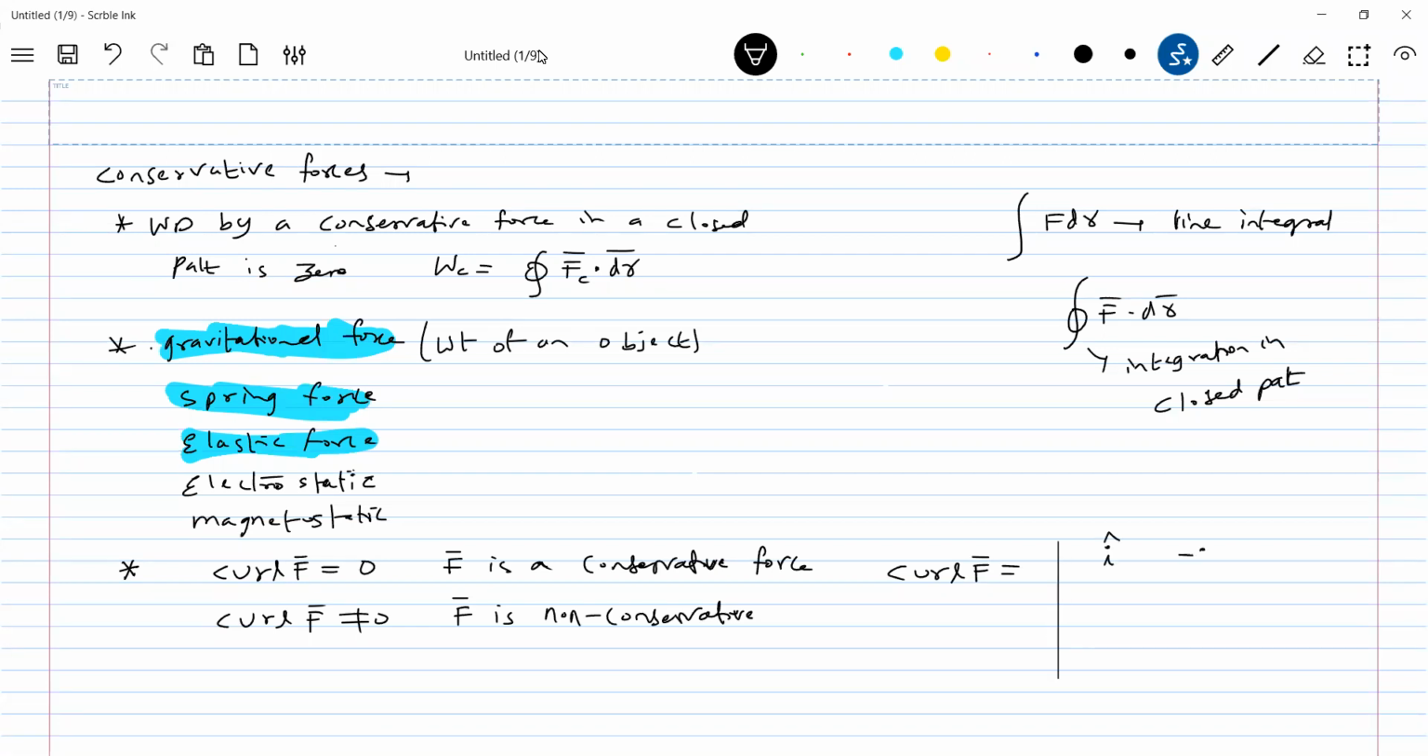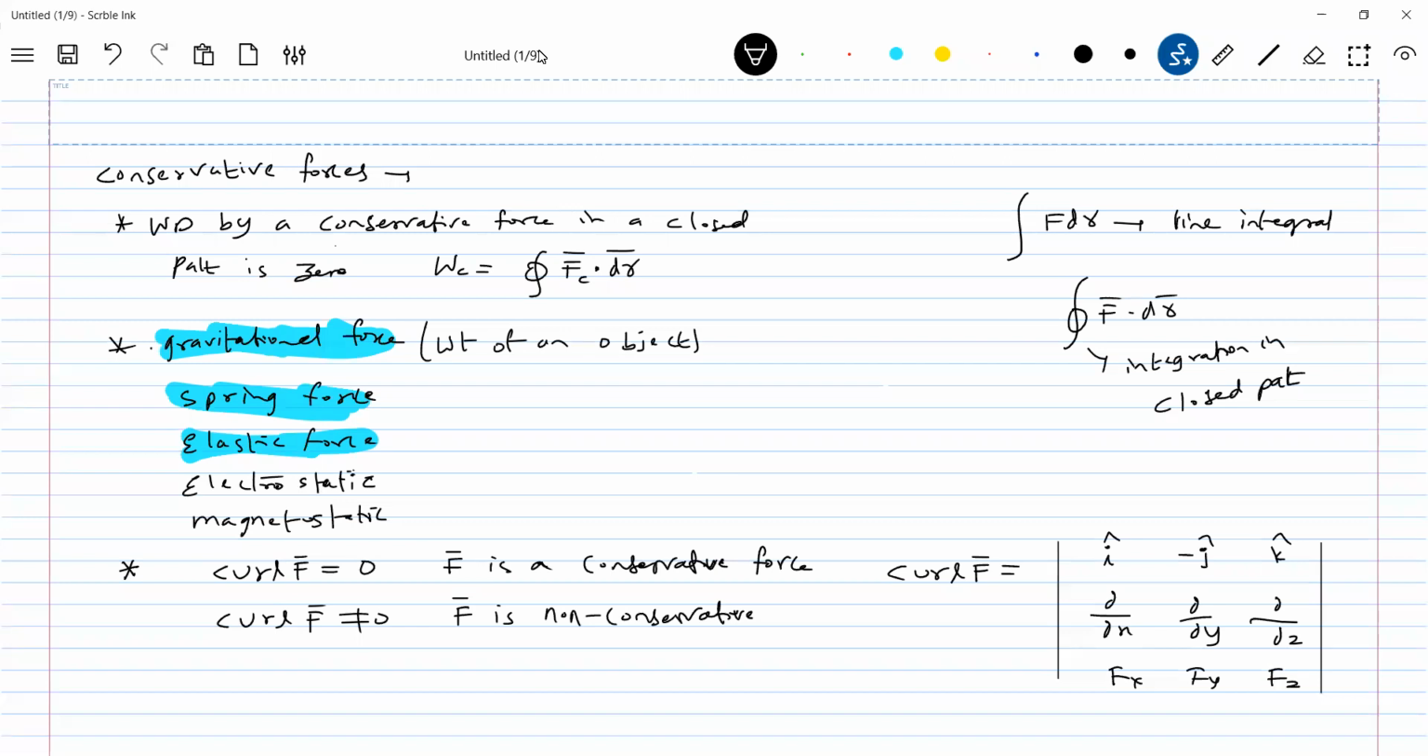I cap minus j cap. The expansion of that will be del by del x, del by del y, del by del z, Fx, Fy, Fz. This is just a presentation. I'll give all the examples. It's not something I'm not telling, I'm just giving the basic idea. These are the different things.